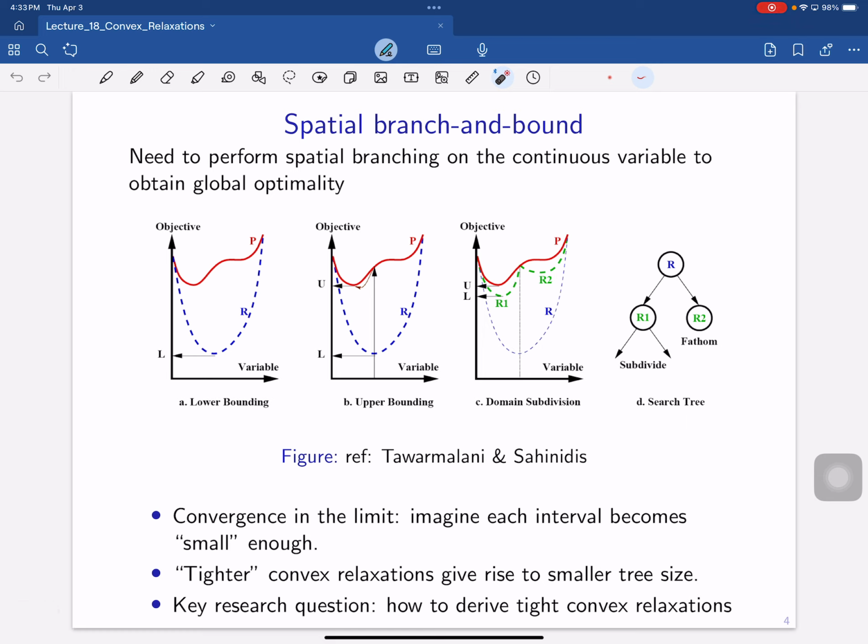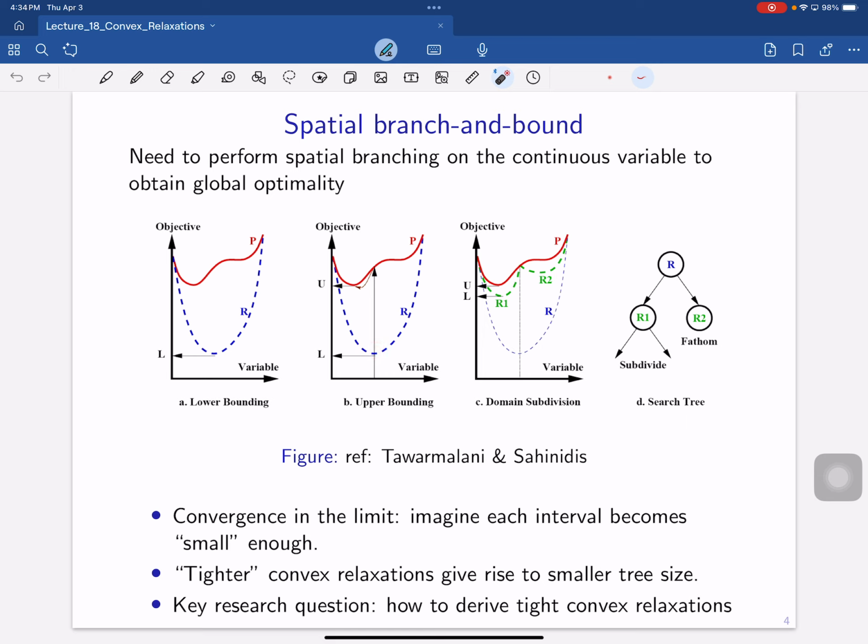Now, the lower bound is not enough. If you solve this problem with a lower bound, you reach this point, you still cannot guarantee this lower bound is a global minimum for the original problem. Now, in order to solve a non-convex problem to global optimality, we need to do some sort of branching. So in this case, instead of branching on the binary variables, you may have to branch on the continuous variables as well. So here, let's suppose we branch on the continuous variable x.